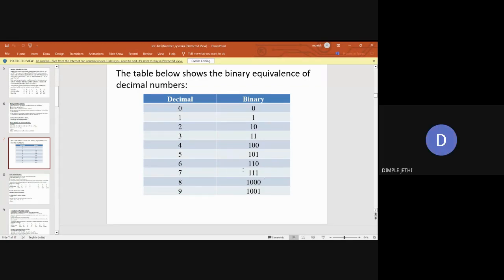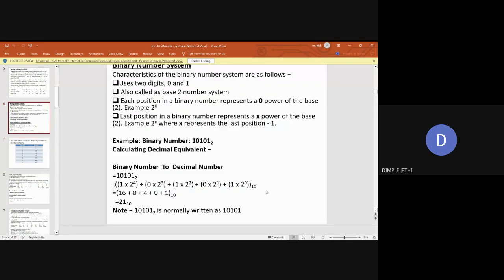How will you get 7? 4 plus 2 plus 1. So that means this 2 raised to 0 into 1, this 2 raised to 1 into 1. Because if you have 0, that will give you 0 value only. So if you want the value of 4, how will you get 4? 2 raised to power 2 into 1. So that means here it should be 1.